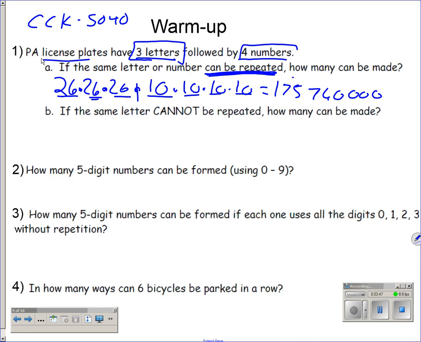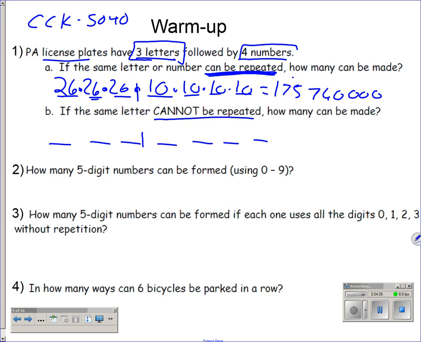All right, and then another way I can ask it is if it cannot be repeated. You'll see when we start doing card problems, when we're drawing cards and stuff, that'll be a common question. So again, we still have 7 spaces. Okay, 3 of them are letters, the other 4 are numbers.